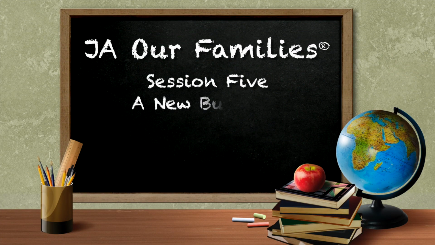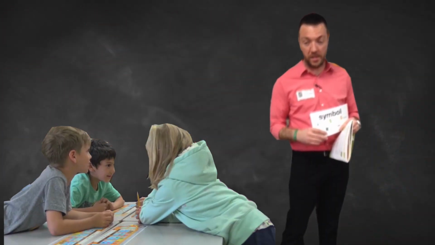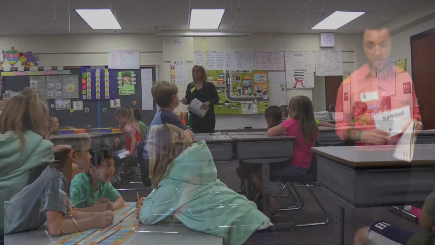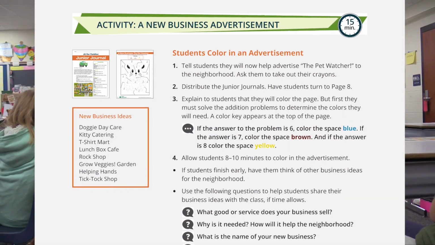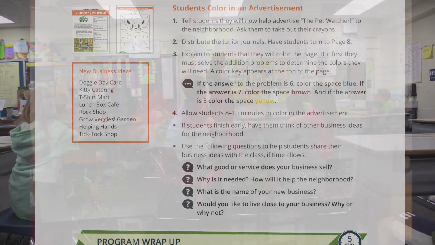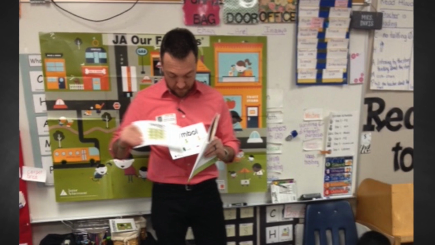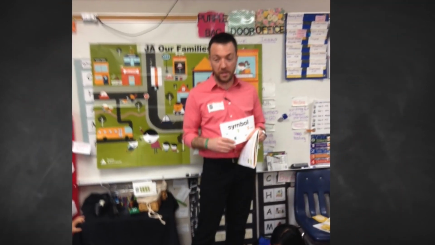Let students know that the last topic for the day is a new business, and they will get to think like entrepreneurs to help advertise a new business needed in the neighborhood. First, use the talking points found in your volunteer guide to discuss businesses in their neighborhood. Review the 10 business symbol cards from Session 3 and ask the students to remember what each symbol represents.